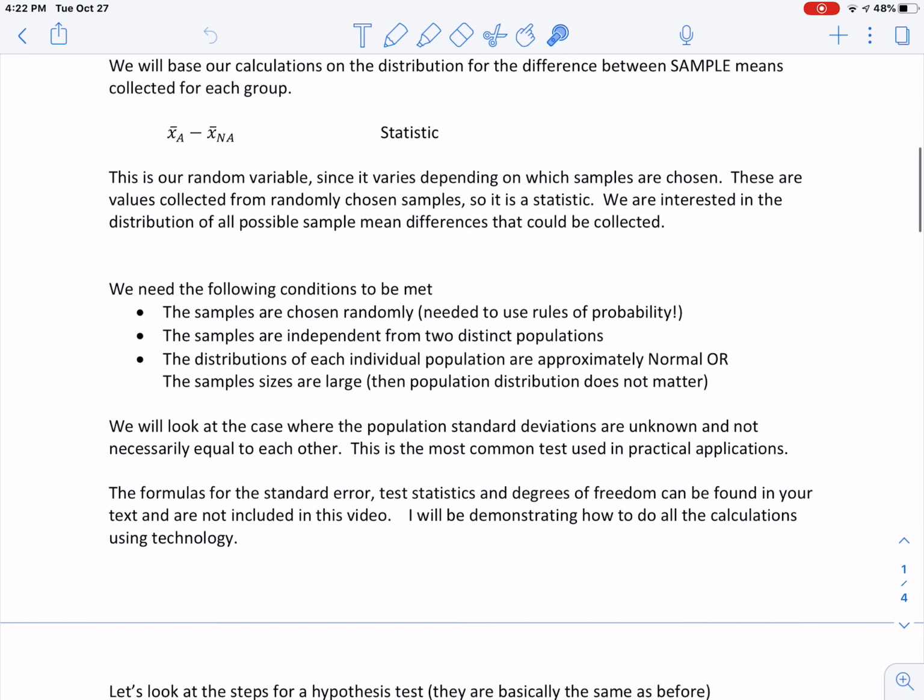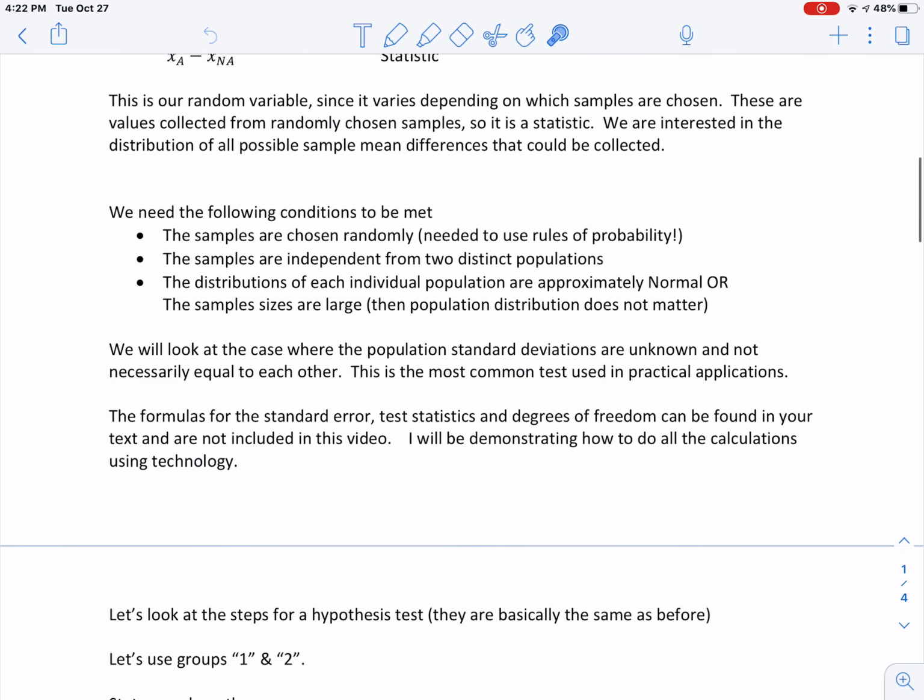So now, to do these calculations, we need to make sure we have met the following conditions. These are important for us to be using the correct model and inferences. The first is the samples are chosen randomly. This is required because we're using rules of probability. So you need to have randomly chosen samples. The next we need is that the samples are independent and that they're from two distinct populations. They're not an overlapping group. The distributions of each individual population are approximately normal, or the sample sizes are relatively large.